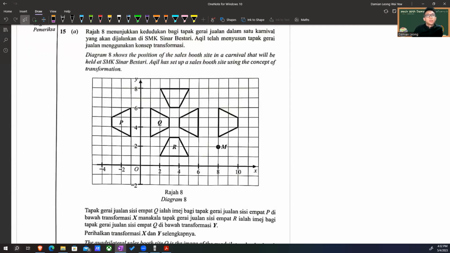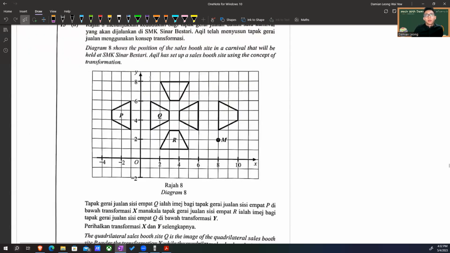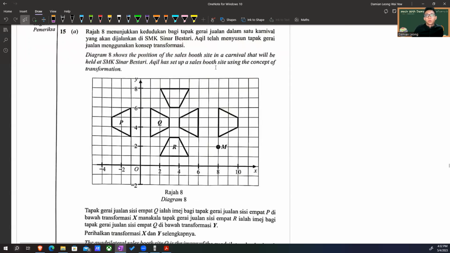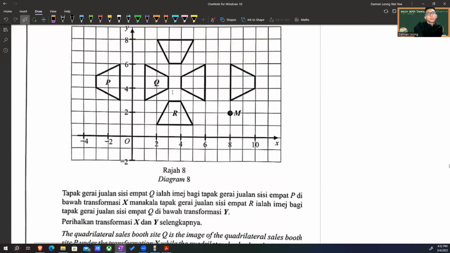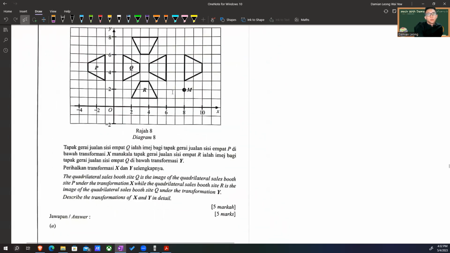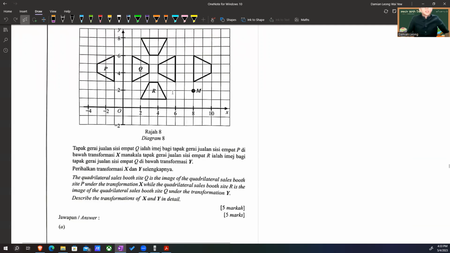Okay, then question 15. Diagram 8 shows the position for sales booth sites in the carnival that will be held in SMK Sinam Bestari. So it's set up using transformation. First, describe transformation X and Y in detail. Q is the image of P under transformation X. Q is the image of P, so it flips over.